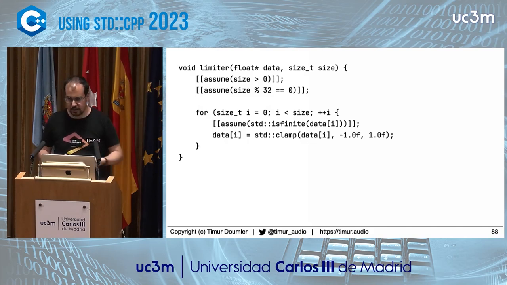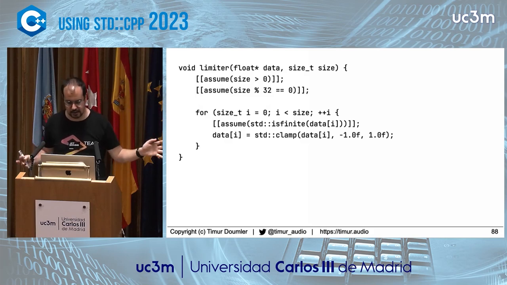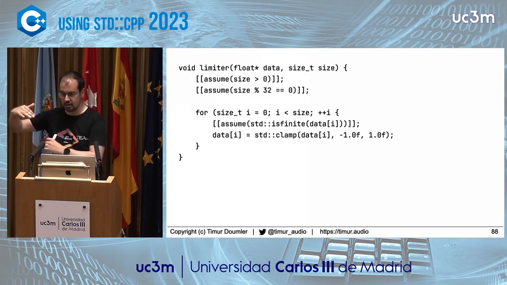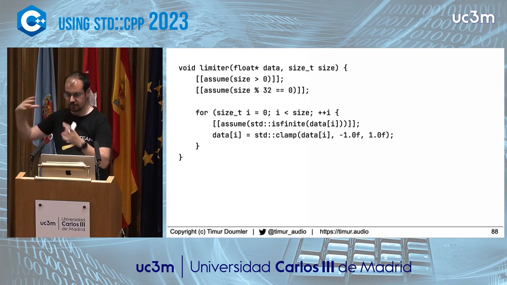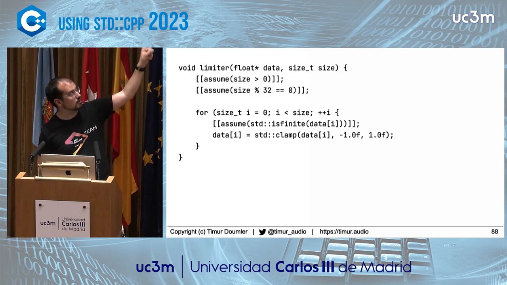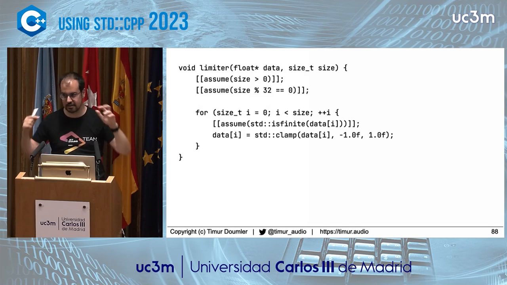But we can say, okay, we know that the array is never going to be empty, and we know that the array size is always going to be a multiple of 32, because this is how our file format works that we have just read, and we just know this, right? And you can also say that the numbers are not going to be NaN or infinite or anything like this. If you inject all of these assumptions into your code, the compiler can make a more efficient loop that doesn't have an epilogue and a prologue, and do more efficient vectorization. In some compilers, it looks into the header where std::clamp is defined and rips out a lot of instructions that you don't need if it doesn't have to consider NaN and infinite and stuff like this.